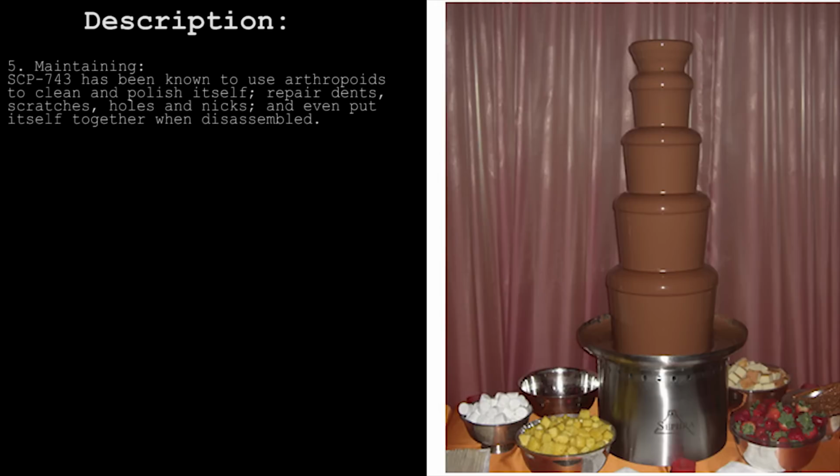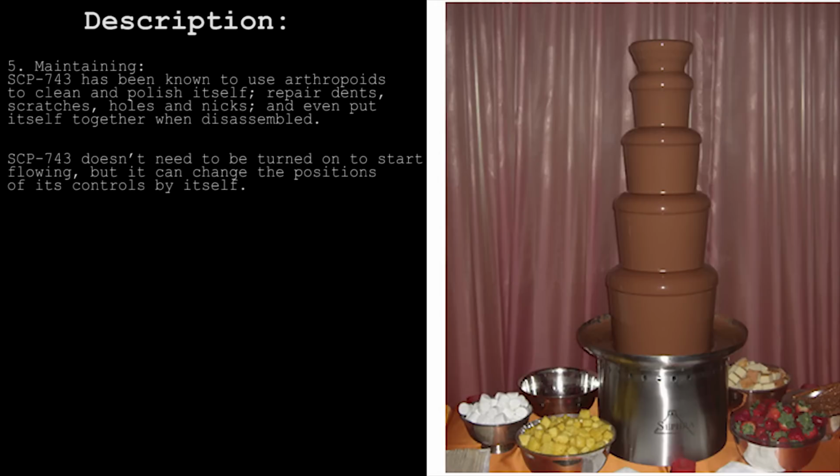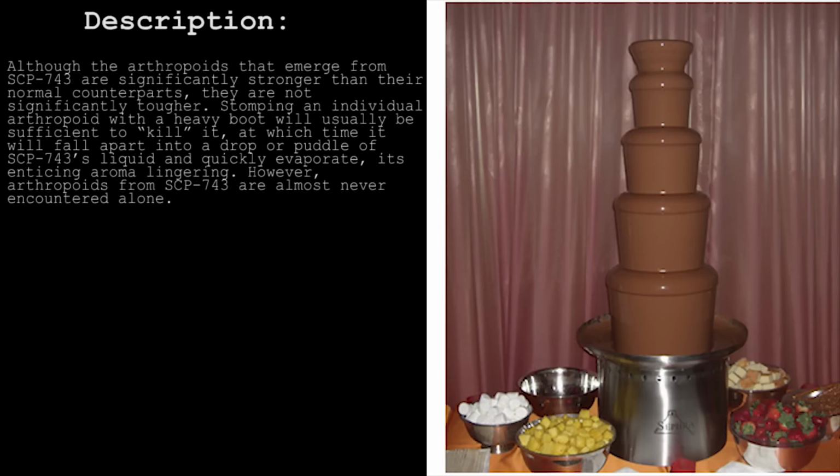5. Maintaining. SCP-743 has been known to use arthropods to clean and polish itself, repair dents, scratches, holes, and nicks, and even put itself together when disassembled. SCP-743 doesn't need to be turned on to start flowing, but it can change the positions of its controls by itself. Although the arthropods that emerge from SCP-743 are significantly stronger than their normal counterparts, they are not significantly tougher. Stomping an individual arthropod with a heavy boot will usually be sufficient to kill it, at which time it will fall apart into a drop or puddle of SCP-743's liquid and quickly evaporate, its enticing aroma lingering.